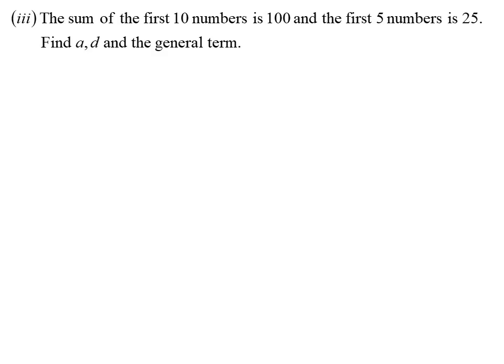The sum of the first 10 numbers is 100. The first 5 numbers is 25. Let's find all the key pieces of information. We're going to find the first term, what that common difference is, and then come up with a formula for the general term as well.